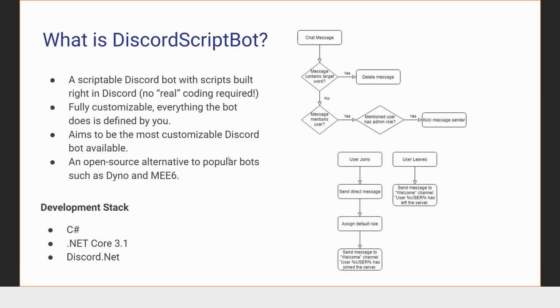This project is about developing a fully scriptable Discord bot where you create scripts right inside of Discord with no real coding required. Everything is fully customizable. Nothing happens without you giving the bot specific direction. The project aims to eventually be the most customizable Discord bot available, as an alternative to popular bots like Dyno and MEE6. For the development stack, we've got C#, .NET Core 3.1, and Discord.NET for the Discord library. You can see a bunch of example scripts here. Not all of these are currently supported, but they will be very soon.